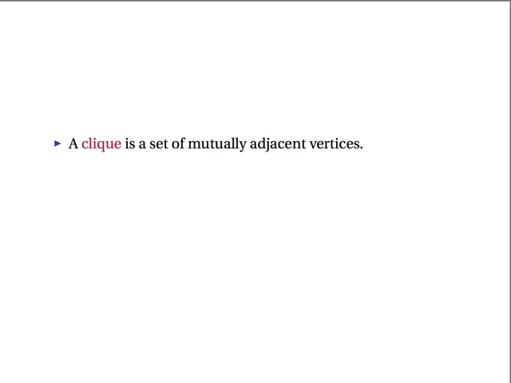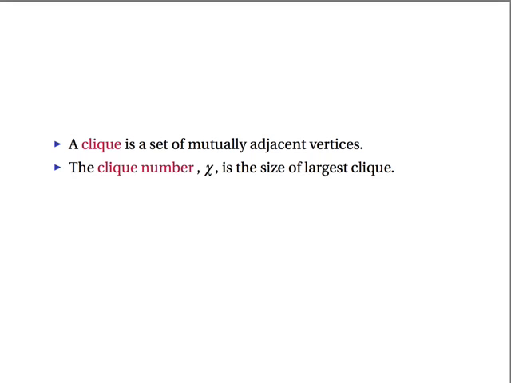A clique in a graph is simply a set of mutually adjacent vertices. The clique number of a graph is the size of the largest clique. We will use chi to denote clique numbers.